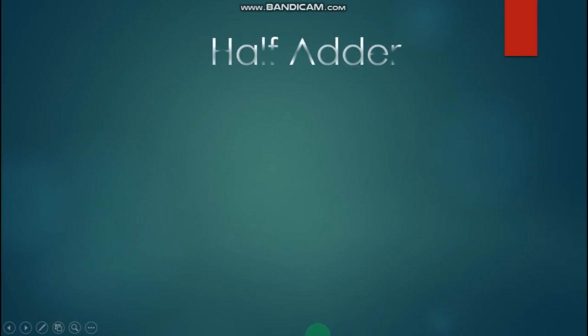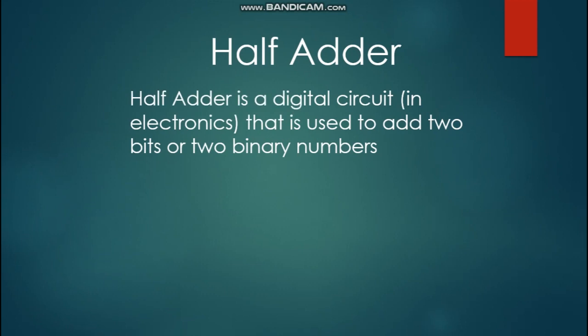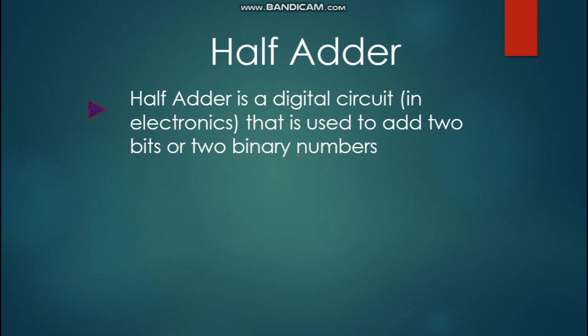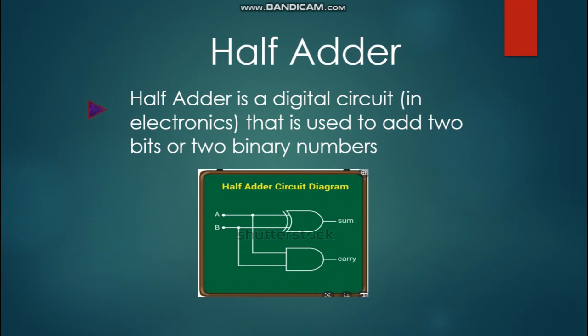Half adder is a digital circuit in electronics that is used to add two bits or two binary numbers, which means two inputs, and give sum and carry as a result, which means two outputs. The logic diagram of half adder consists of an AND gate and a XOR gate, which is exclusive OR gate.